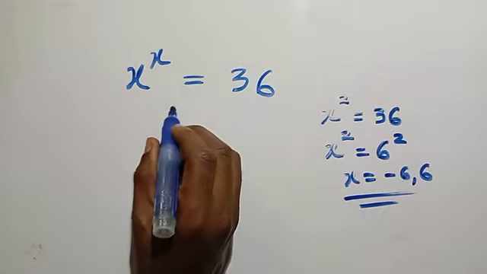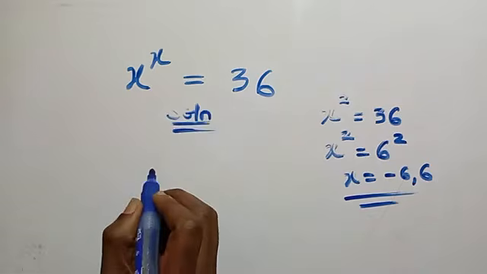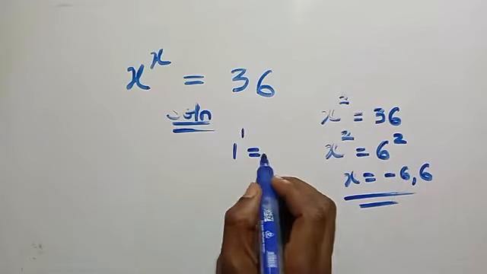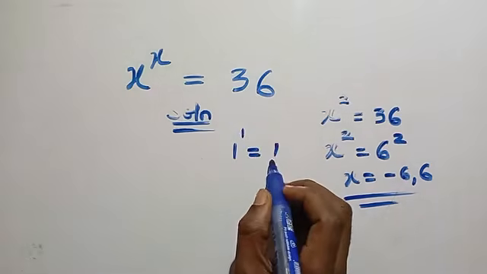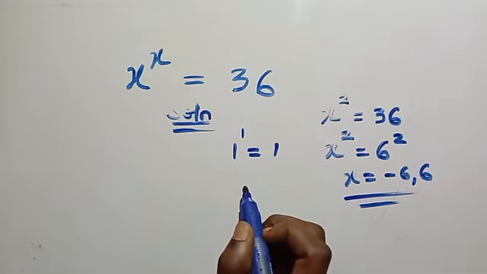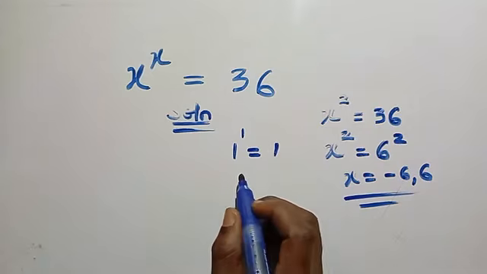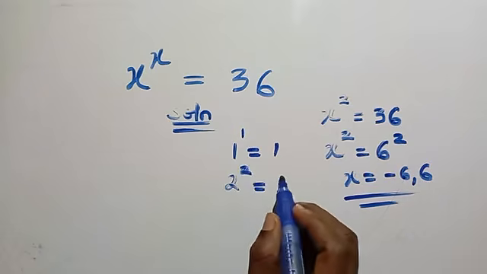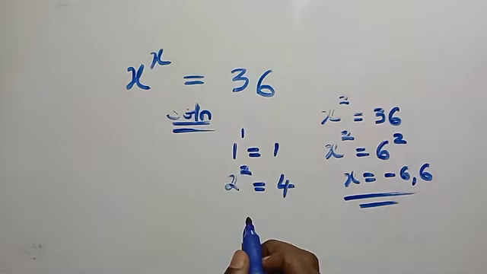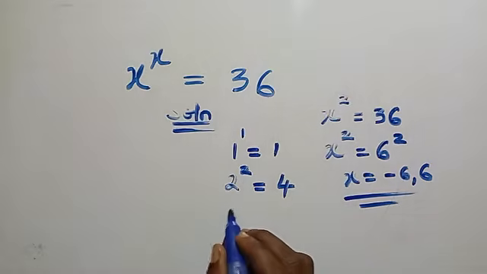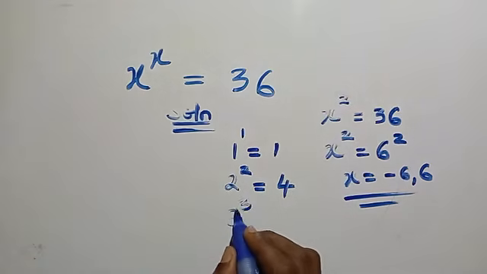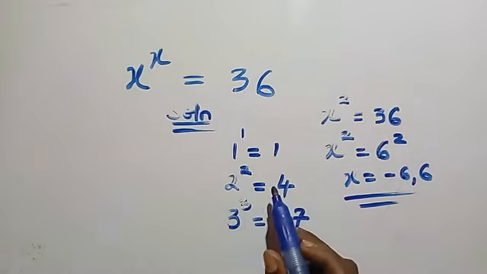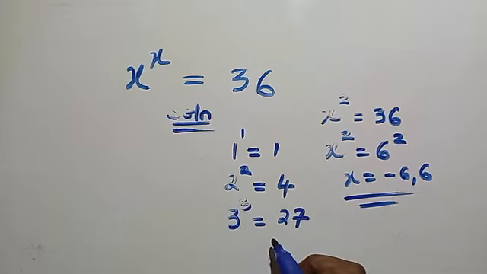Let's start by guessing first. Let's say we have a solution here. If I try to plug in some values, like 1 power of 1, if you test for 1, this equals 1. This is very small compared to 36. And again, if we test for x equals 2, we are going to have 2 power 2, and this equals 4. Also very small to 36. And if I test for 3, so 3 power of 3, this equals 27. Yeah, this is very close to it, but we have not gotten the answer yet.